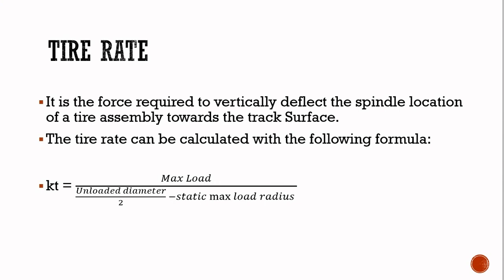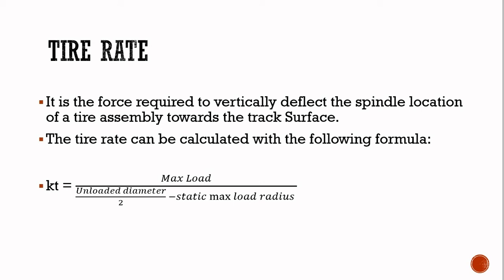Then we have the tire rate. This is the force required to vertically deflect the spindle location of a tire assembly towards the track surface. So it is the force needed to compress the tire a little, and we have the formula that is K equals max load over unloaded diameter divided by 2 minus the static max load radius.